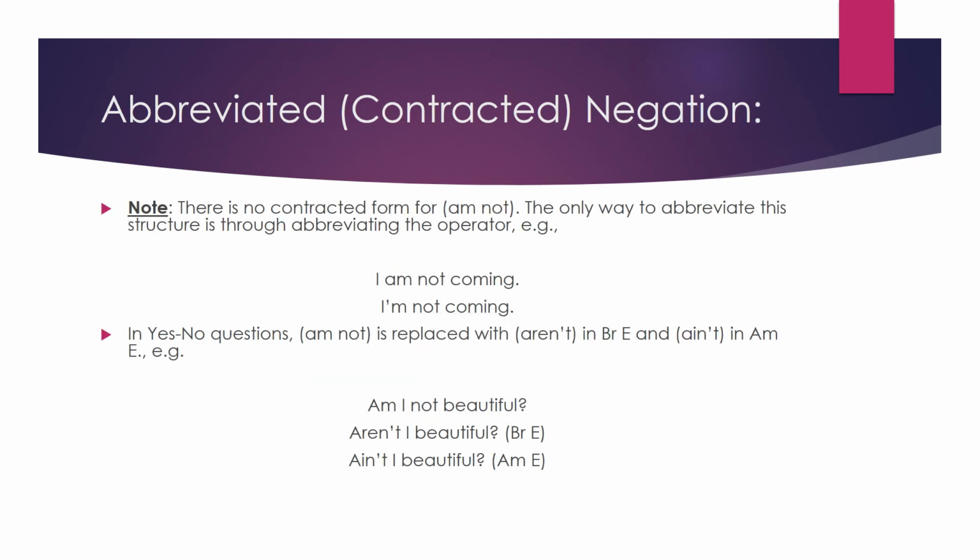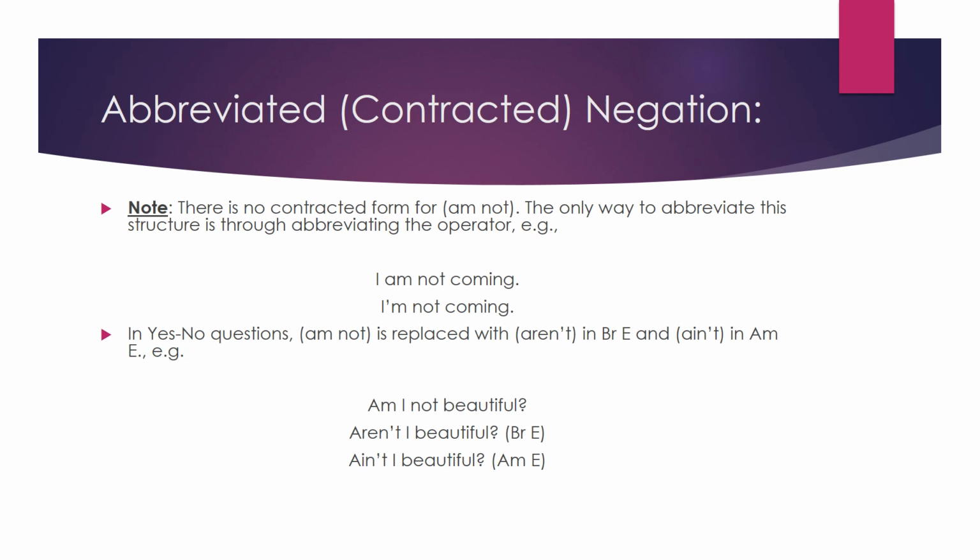There's a very important note that you have to pay attention to, which is that there's no contracted form for am not. The only way to abbreviate this structure is through abbreviating the operator. So here, I am not coming. This sentence, in fact, has only one form in the abbreviated negation, which is I'm not coming. In yes/no questions, am not is much preferred to be used either in its full form, or if we want to abbreviate them, they should be replaced by aren't I.